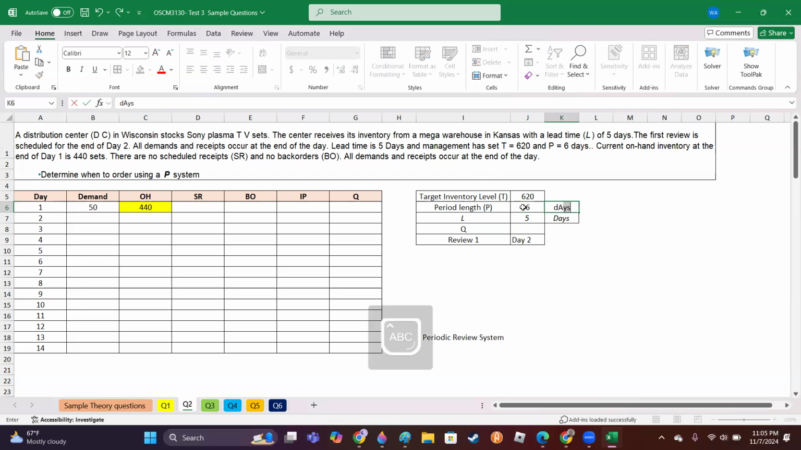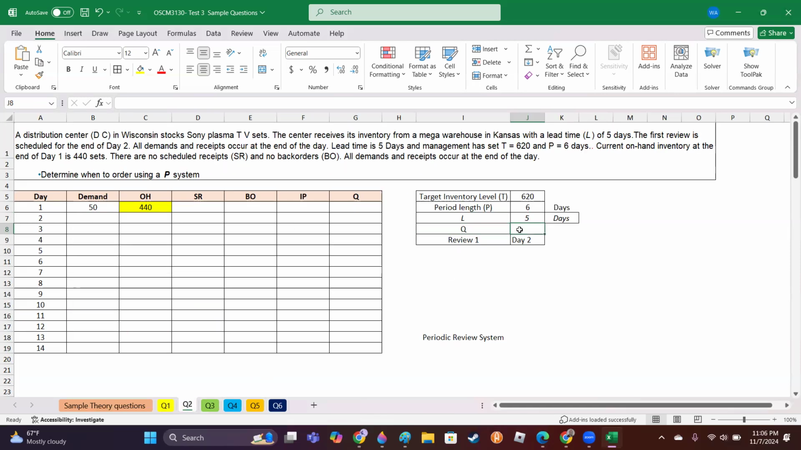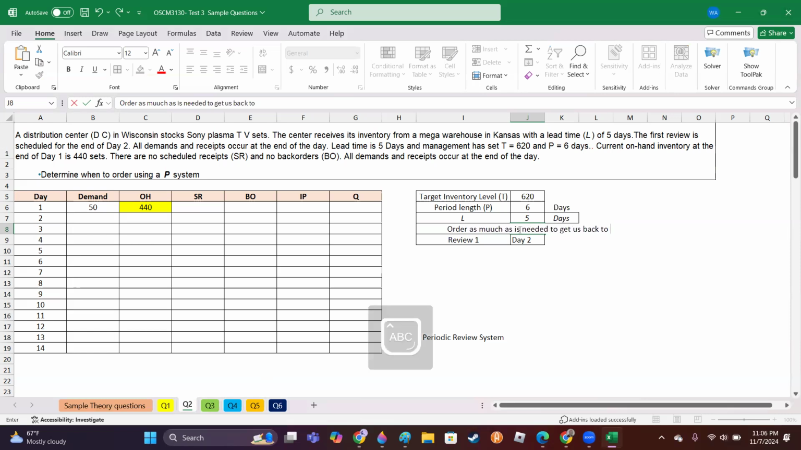So we'll be placing orders every 6 days. Now with regards to Q, if you look at the first example, our Q was 280. We ordered 280 units every single time. Here, we're just going to order as much as is needed to get us back to our target inventory level T. So we're just going to order as much as we need.